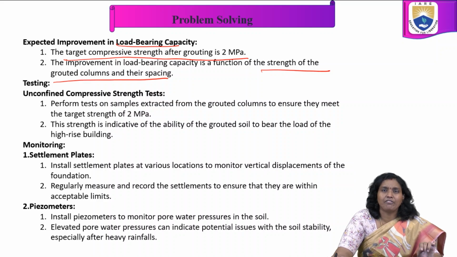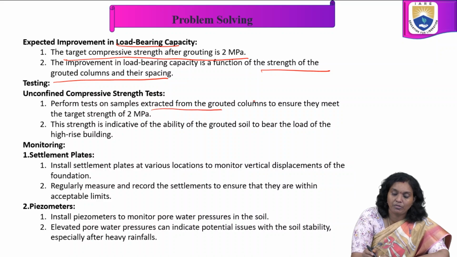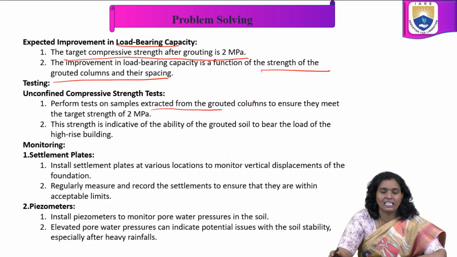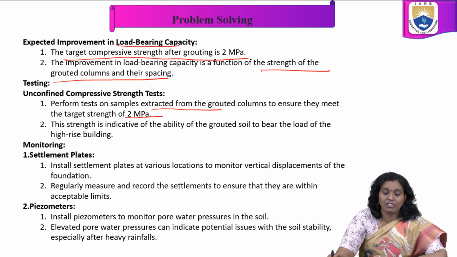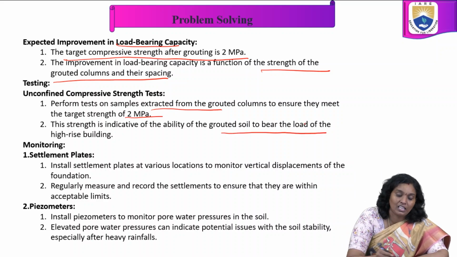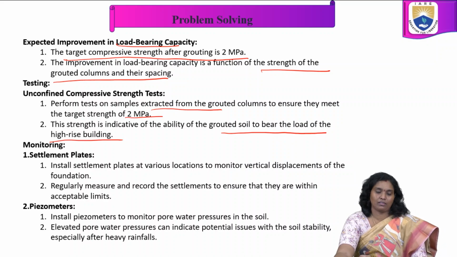So in this unconfined compressive test, perform tests on samples extracted from the grouted columns to ensure they meet the target strength of 2 MPa. This strength is indicative of the ability of the grouted soil to bear the load of the high-rise building. So for high-rise building, it is going to bear that load.